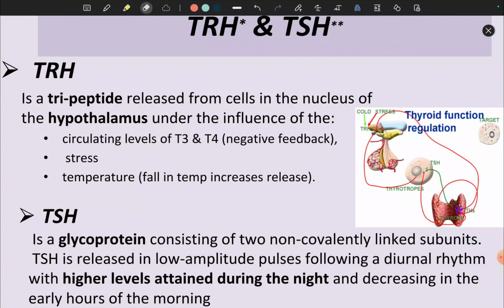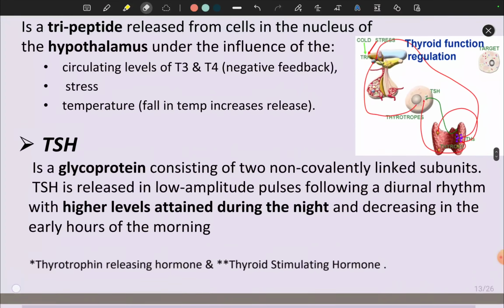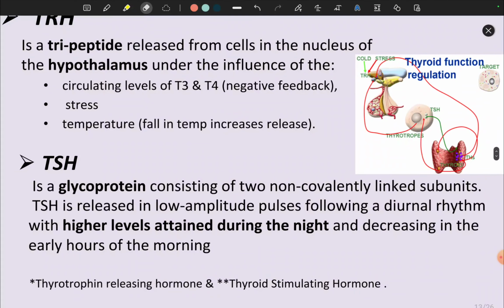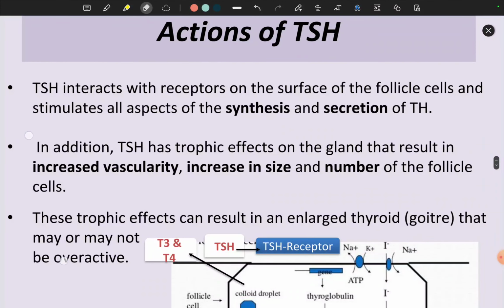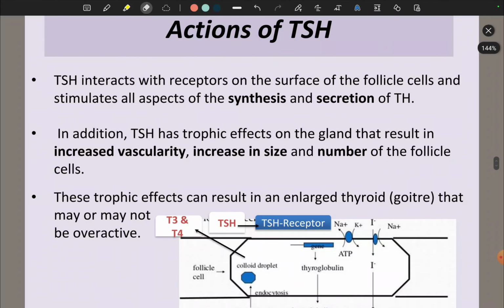Clinically important here, stress also affects the release of TRH. But the most important is the free level of T3 and T4. Therefore, only the free hormone is active and only the free hormone causes negative feedback. When the free hormone increases or decreases, it affects the negative feedback and affects the pituitary and hypothalamus.